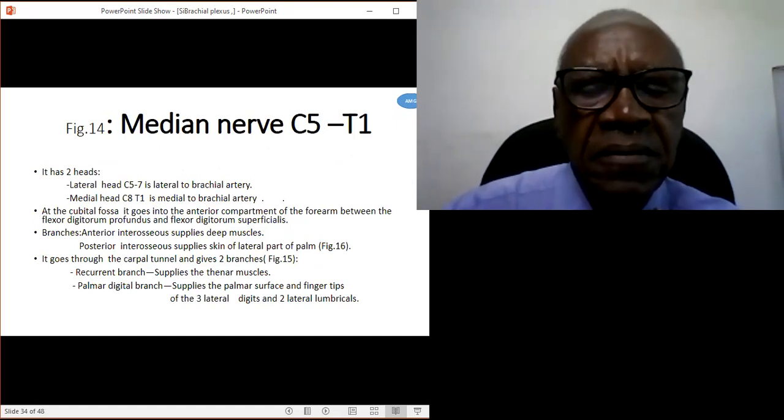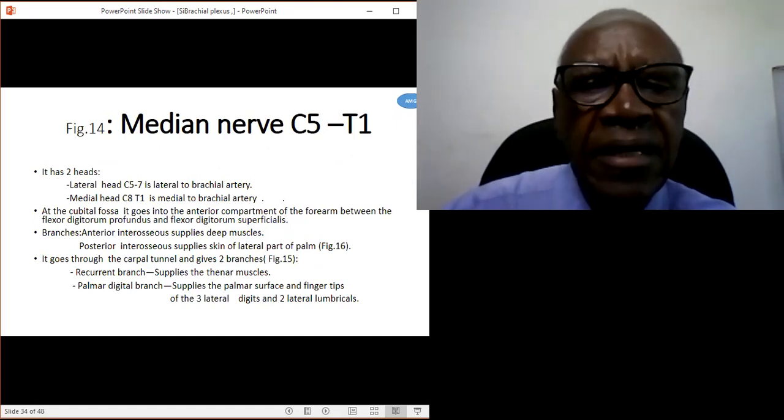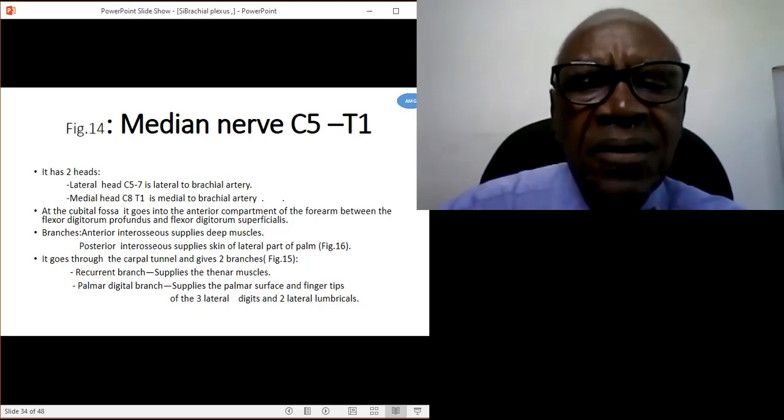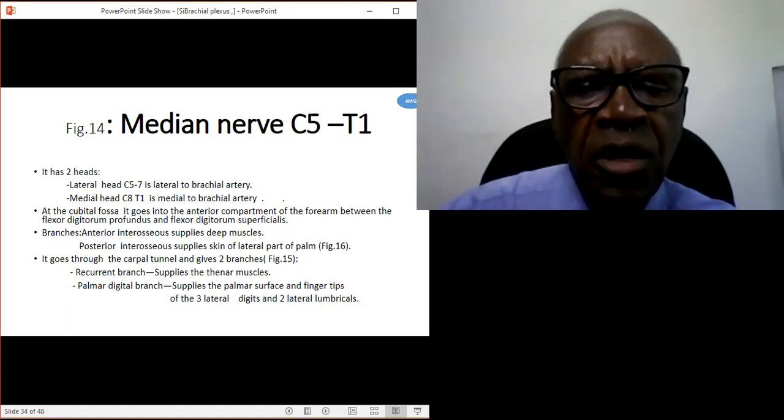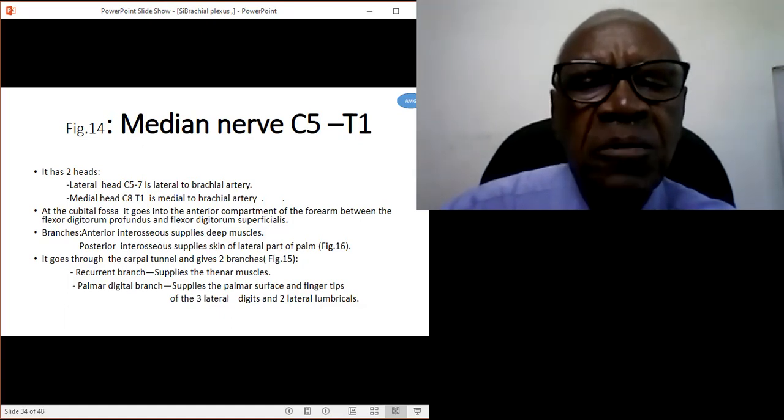Median nerve. It has 2 heads. Lateral head, which is from C5 to 7 and is lateral to the brachial artery. The medial head from C8 to T1, which is medial to the brachial artery. At the cubital fossa, it goes into the anterior compartment of the forearm between the flexor digitorum profundus and the flexor digitorum superficialis.